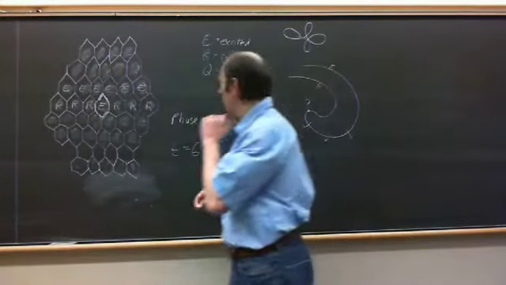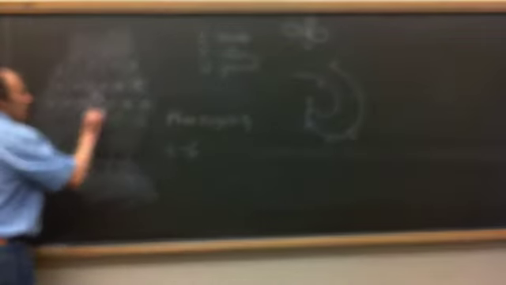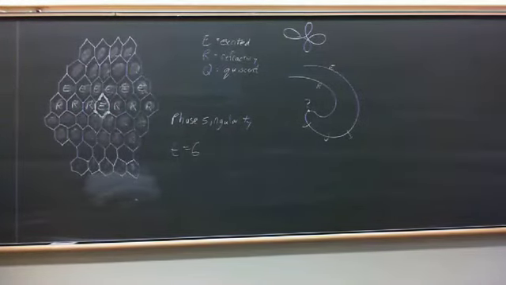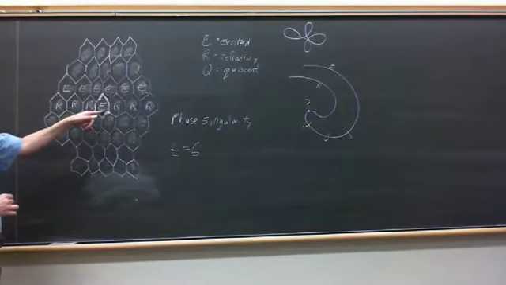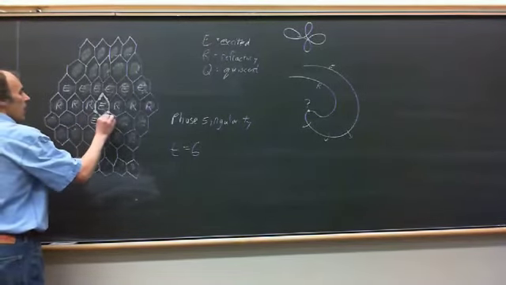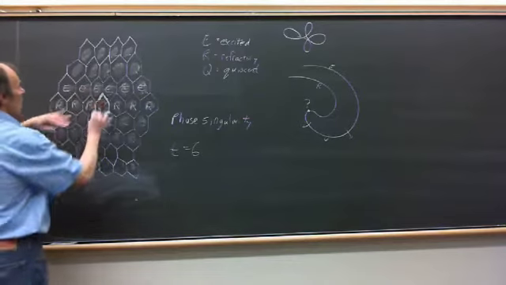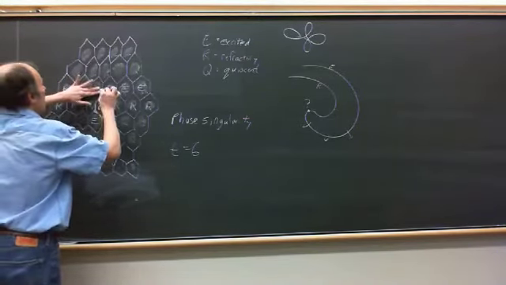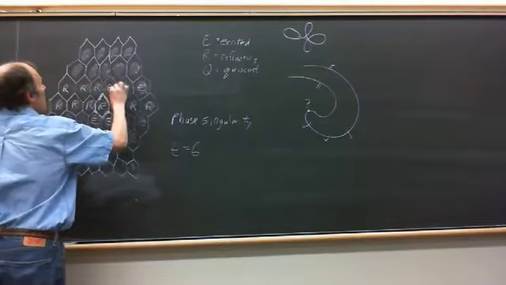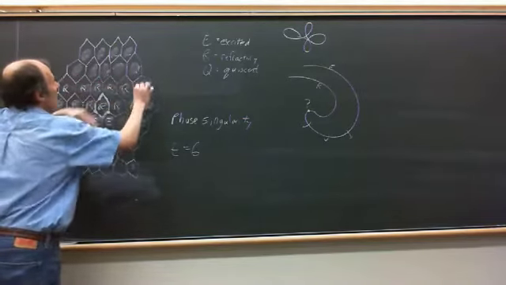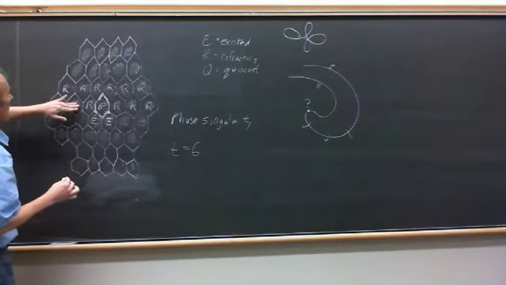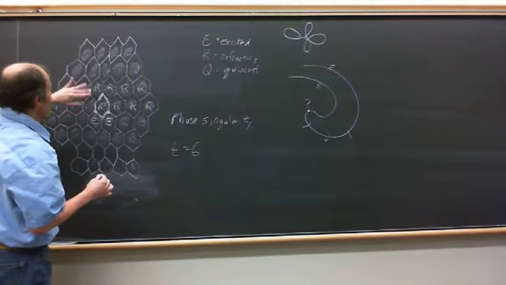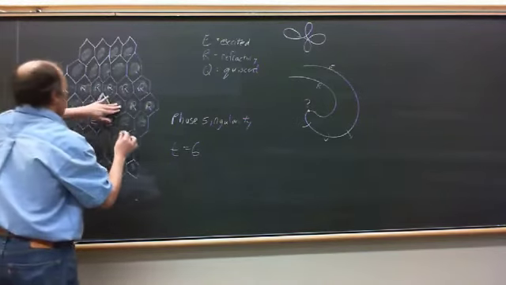There's 2 phase singularities, right here and right here. So at the next time step, these 2 have E next to them. They go to E. These were all R. All the E's go to R. And all the R's go back to quiescent, including this one. No, you already changed that one. These go.